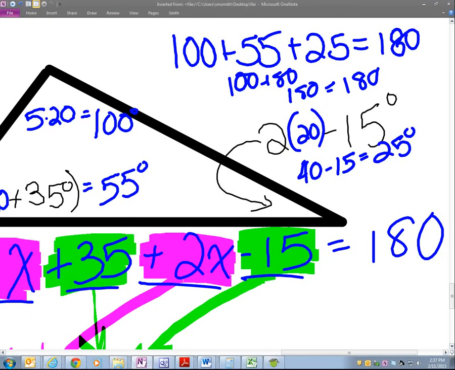Okay, so we got it. We're good. Are there any questions? Okay, what is the whole theme of this section? Triangles, true, but what are you going to need to remember, and what did we do on every single example? A plus B plus C equals 180. Well done. Are there any questions? Sweet.